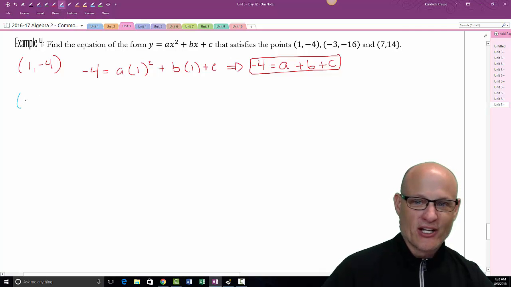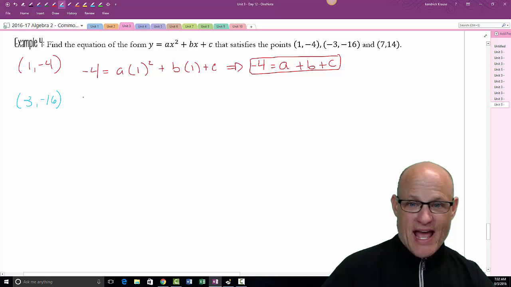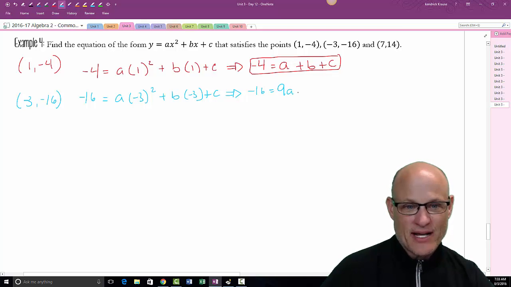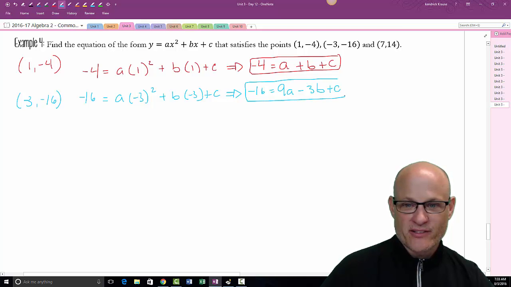Oh, it's so pretty to use colors. Did I say pretty? All right, give up your man card, Krause. I can say pretty. In for y, I almost said x. In for y goes negative 16. In for x goes negative 3. So this is negative 3 squared plus b times negative 3 plus c. Let's clean it up. Negative 16 is equal to, now negative 3 squared is 9, not negative 9, it is positive 9, minus 3b plus c. There's our second equation.